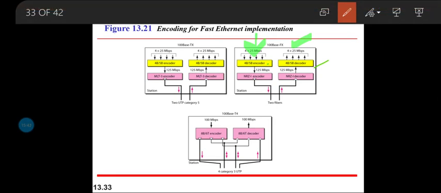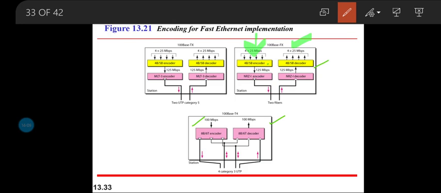The next method which is available is 100 base T4, which is a new standard, and it is designed to use category 3 or higher UTP. This implementation makes use of 4 pairs of UTP for transmitting 100 Mbps of data, and the encoding or decoding in 100 base T4 is more complicated.